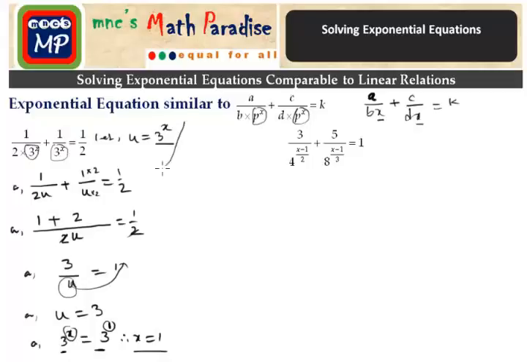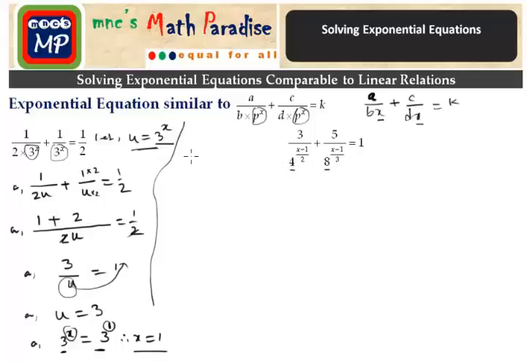Let us do the second example. Here in the first term, the exponential term is 4 to the power x minus 1 divided by 2, but in the second term, the exponential part is 8 to the power x minus 1 divided by 3. Their bases are different, 4 and 8. So to assume a common base exponent with a new variable, we need to convert these two different bases, 4 and 8, into a common base. So how can we do that?